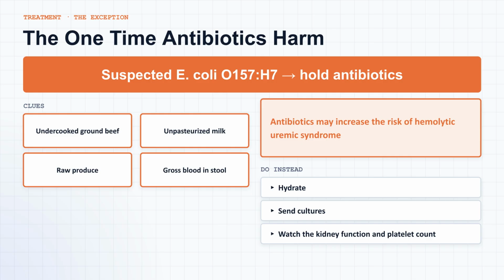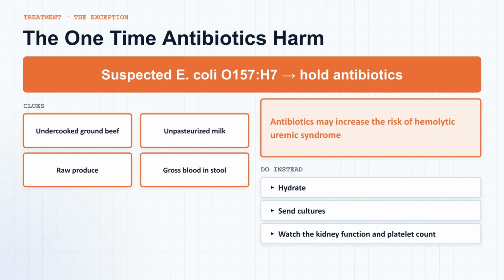And now the exception that can hurt someone. Avoid antibiotics if you suspect Escherichia coli O157:H7. The clues are the exposure history: undercooked ground beef, unpasteurized milk, raw produce, and gross blood in the stool. Antibiotics in that setting may increase the risk of hemolytic uremic syndrome.